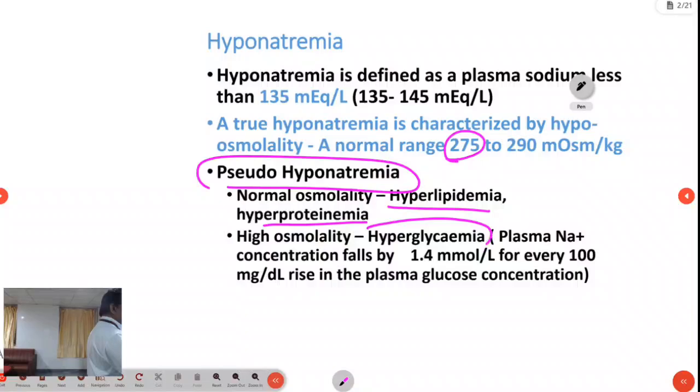One is hyperglycemia, like diabetic ketoacidosis. When you see the patient's sodium level, it will be falsely low. You can correct the sodium concentration by adding 1.4 millimole per liter for every extra 100 milligram per deciliter in blood glucose. You can calculate and correct it.